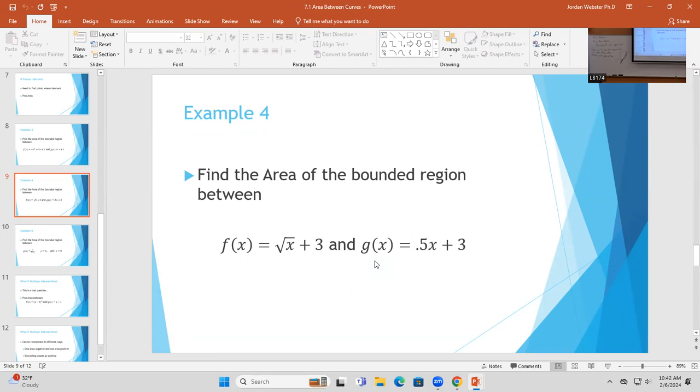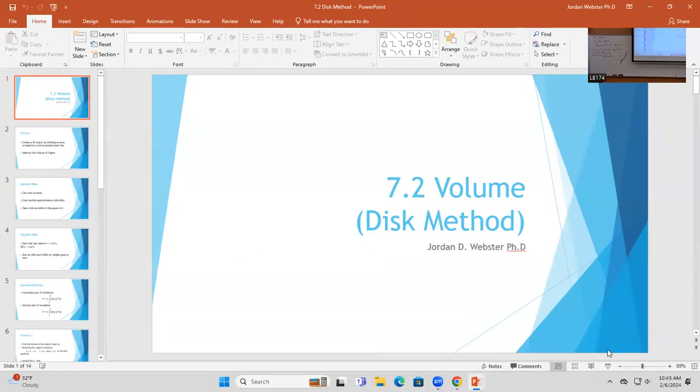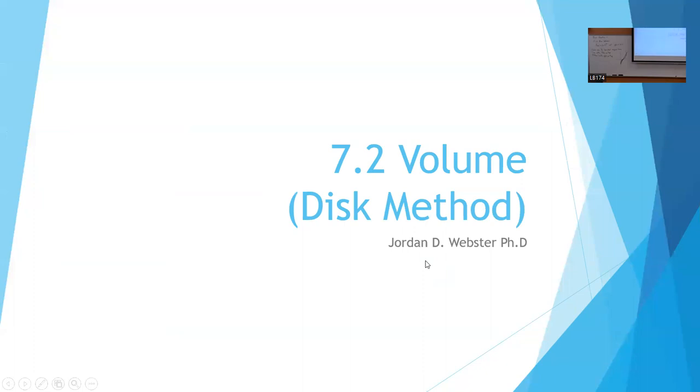All right, any questions about that? Pretty straightforward. Good. So that's what 7-1 is. 7-1 is always about finding the area between two curves or the bounded area that two or more curves make up.